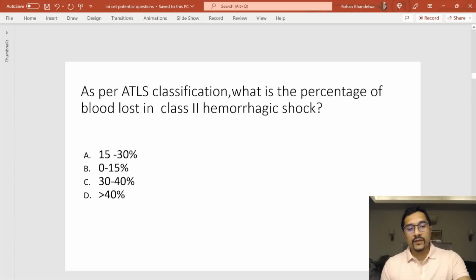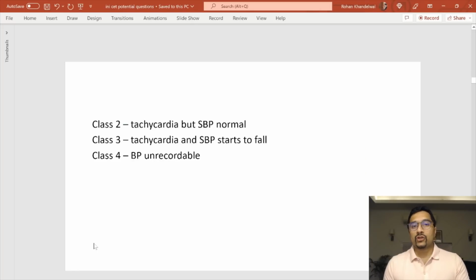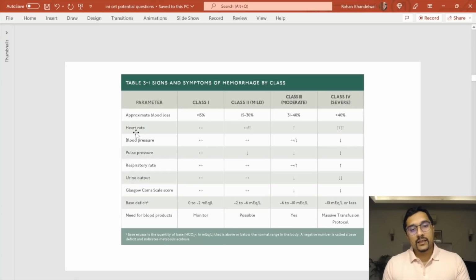Class 2 shock is 15 to 30%, and this table is extremely important for the exam. Invariably there's one question from this table which is asked. In summary, you should know that tachycardia is the earliest manifestation of hypovolemic shock. Class 2 will be tachycardia but systolic BP would be normal. Class 3 would be tachycardia and BP also starts to fall, and class 4 is when the BP is unrecordable. The approximate blood volume loss, you can remember as the scoring of a tennis game: class 1 is less than 15, class 2 is 15 to 30, class 3 is 30 to 40, and class 4 is more than 40.